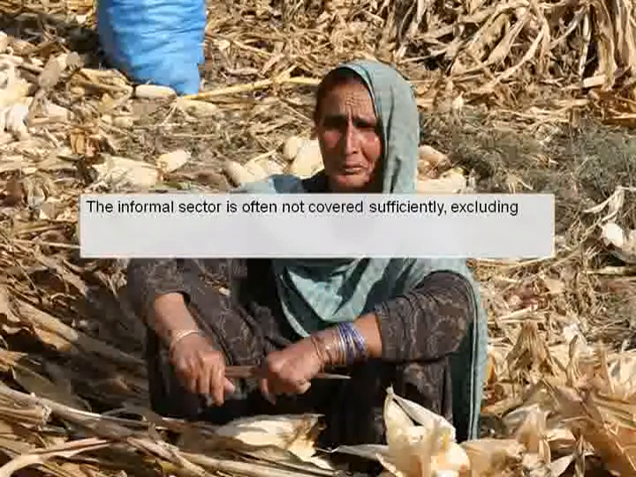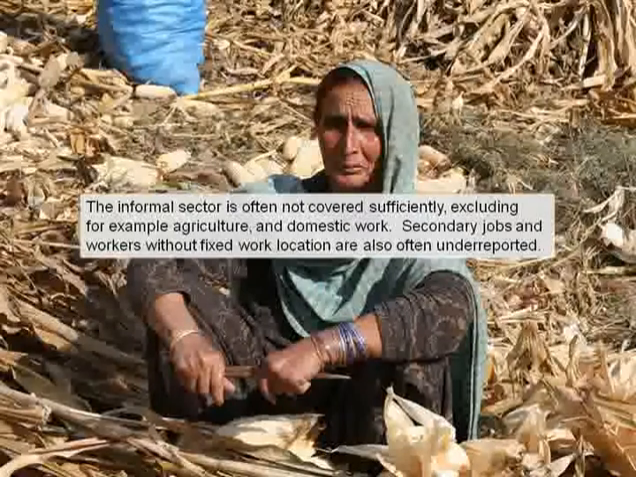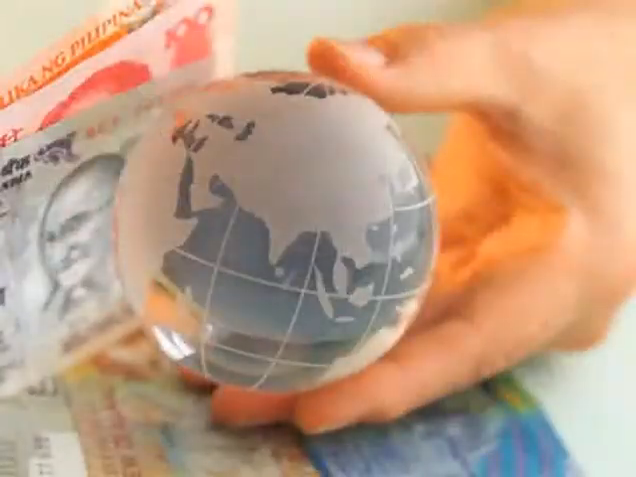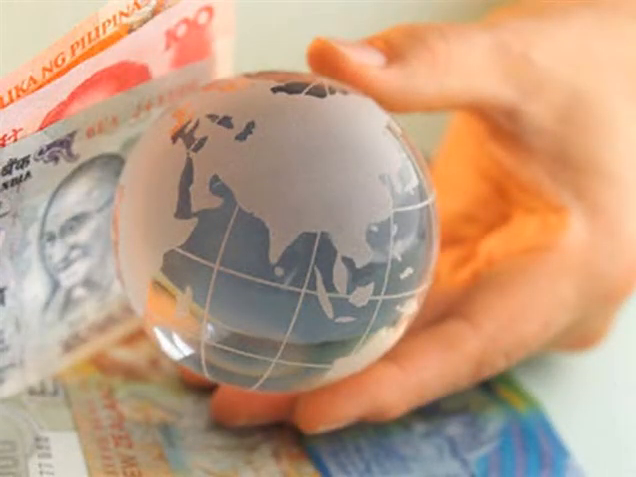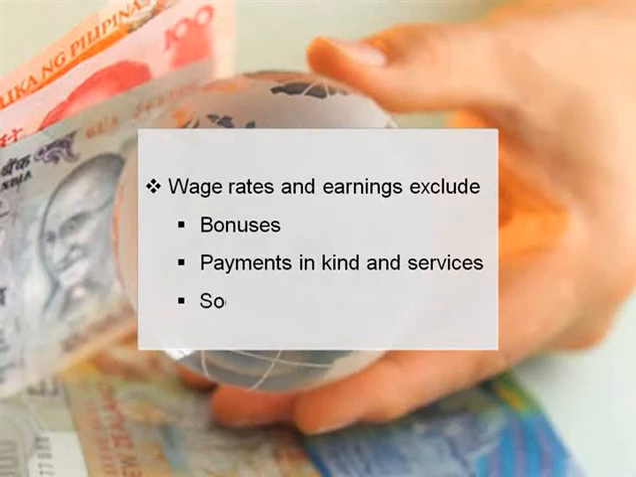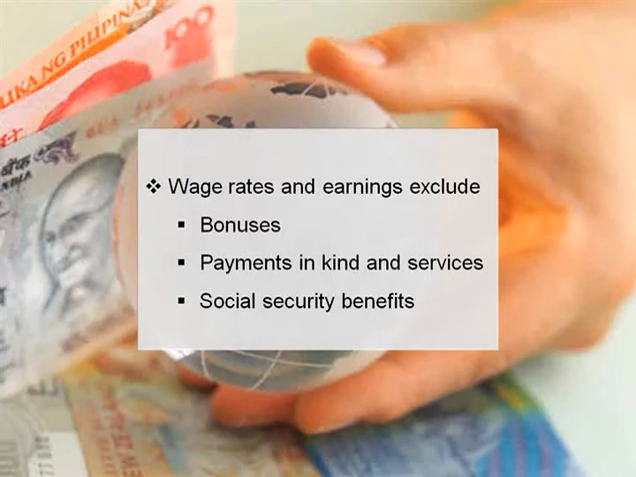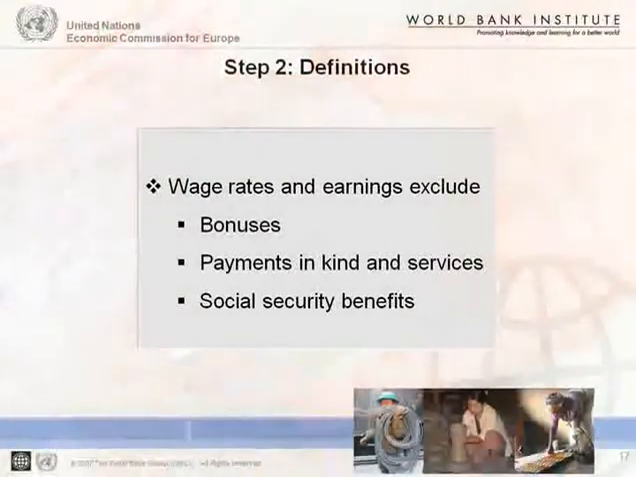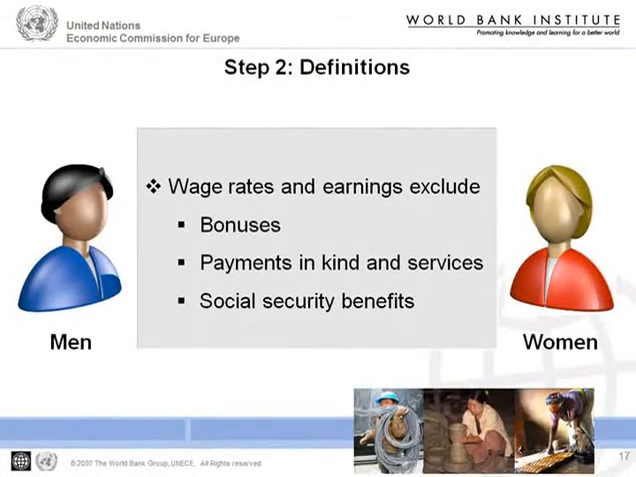The informal sector is often not covered sufficiently, excluding, for example, agriculture and domestic work. Secondary jobs and workers without fixed work location are also often underreported. Another bias relates to the measurement of income from employment. Very often the concept used refers only to wage rates and earnings, which excludes bonuses, payments in kind and services, and Social Security benefits such as family-related payments. But these may be precisely the areas where distinctions between men and women may be more important.